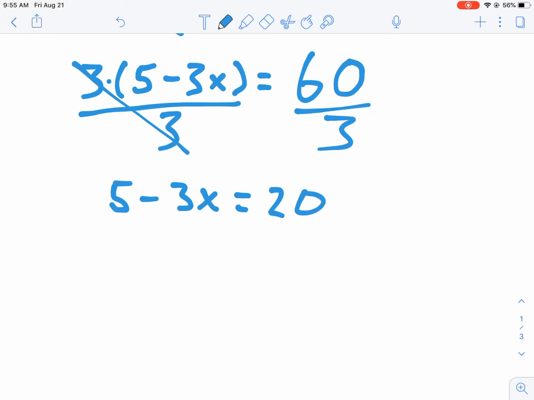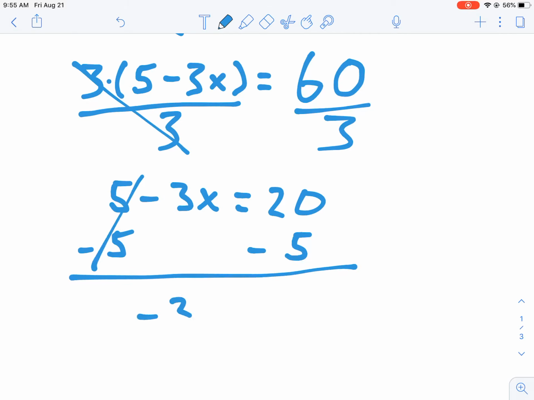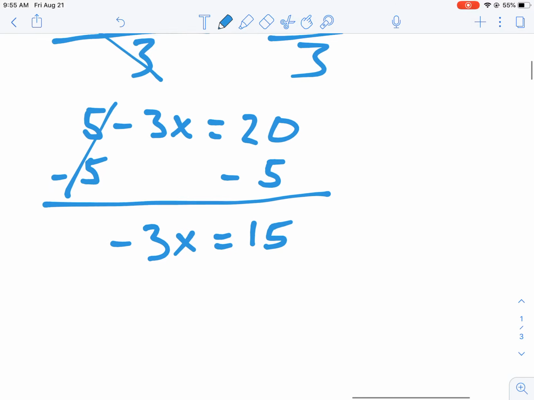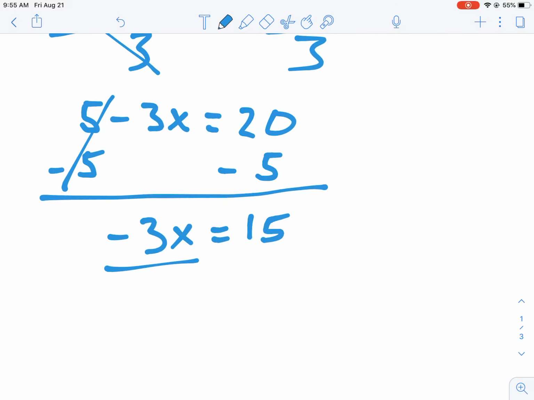And then now we can solve, so you guys know we need to get that x by itself. So we need to move the number over, so subtract 5. This negative sign stays. I've seen some people forget about that in the past. So we got negative 3x equals 15, and our last step is to divide by our coefficient.